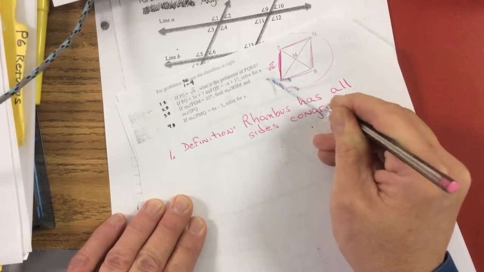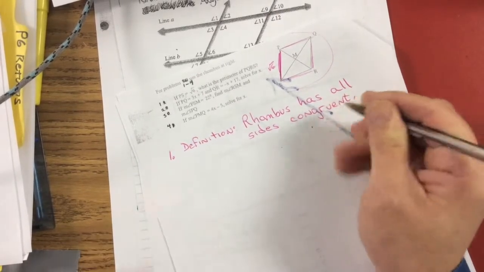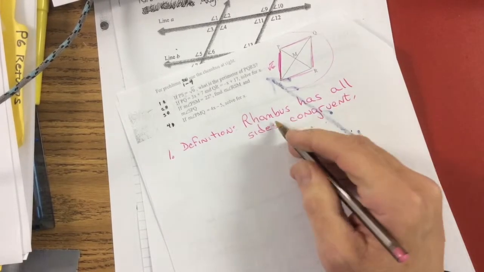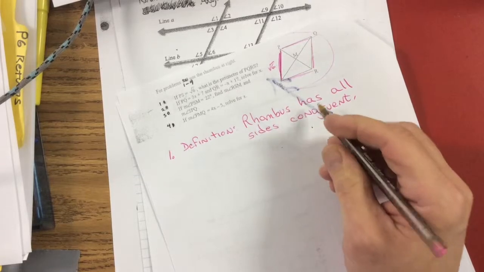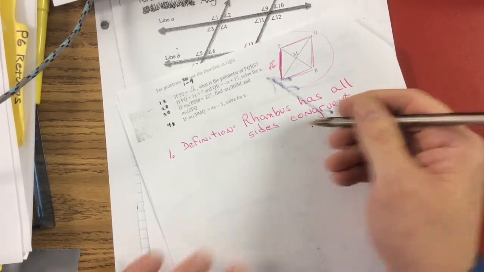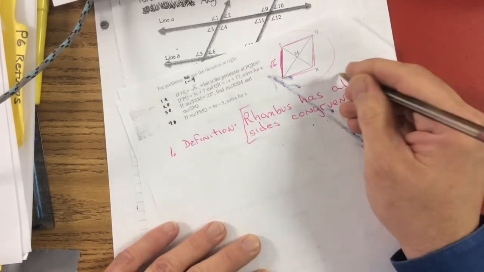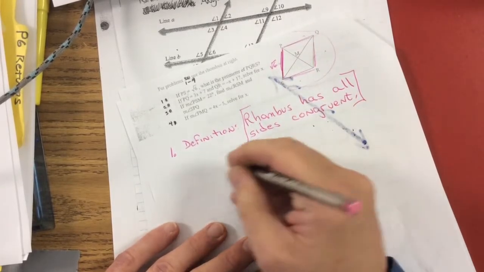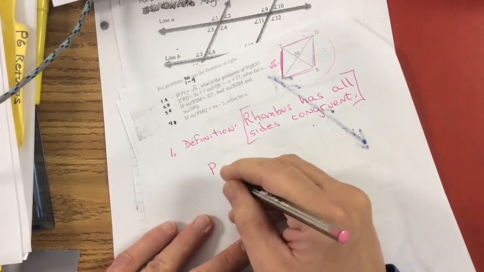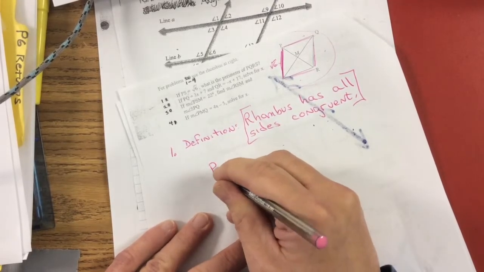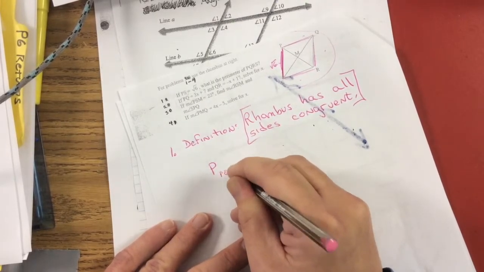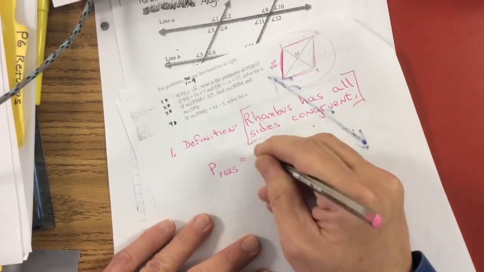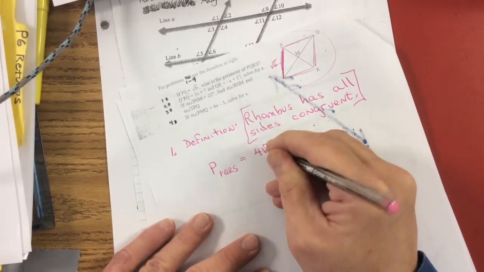Now, that's not the definition of rhombus. The definition of rhombus would be a little more thorough and exact, saying that a rhombus is a quadrilateral with 4 congruent sides. But this is the key element here. If all those sides are congruent, then the perimeter of PQRS is going to equal 4 times the square root of 6.